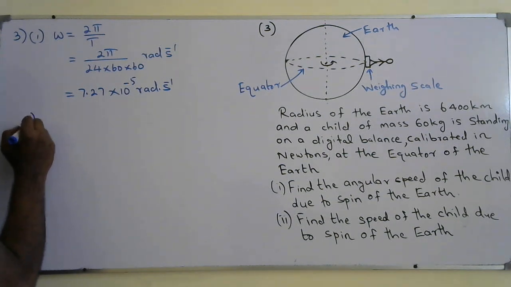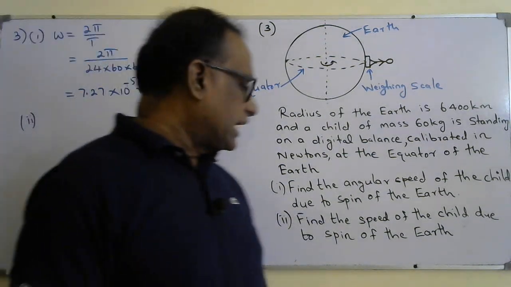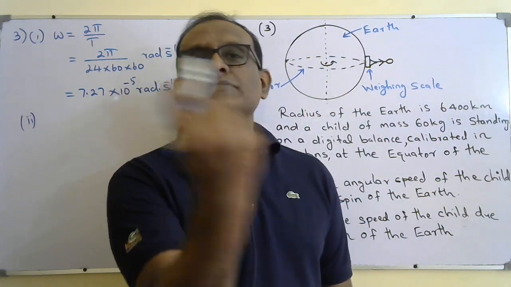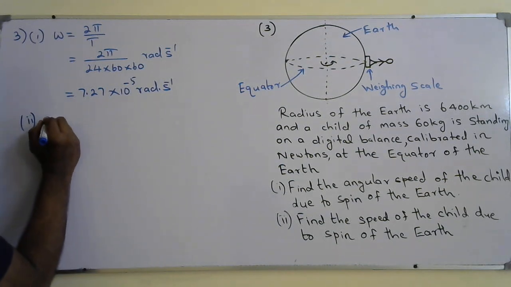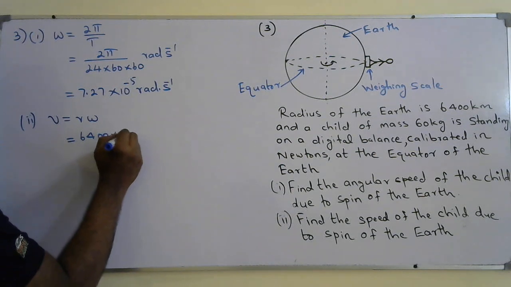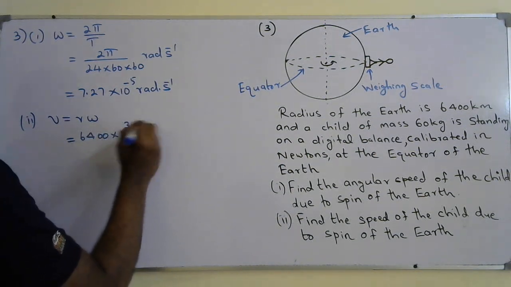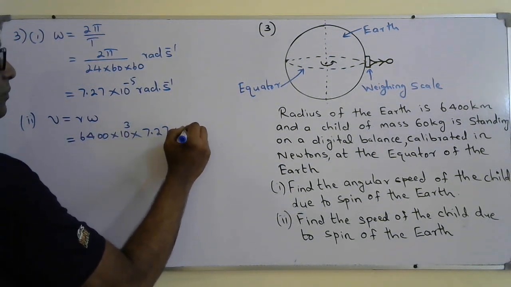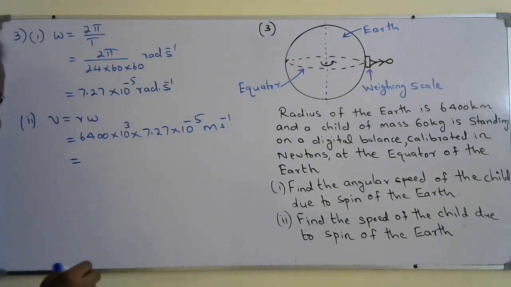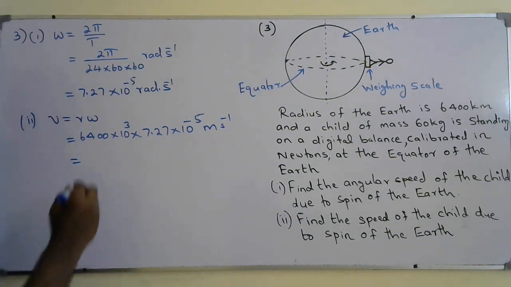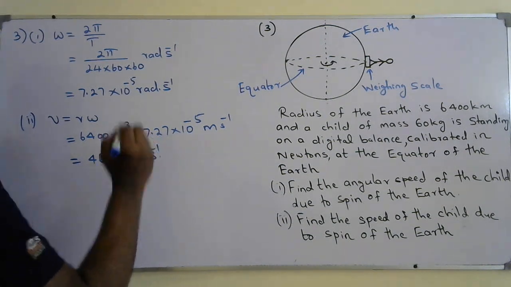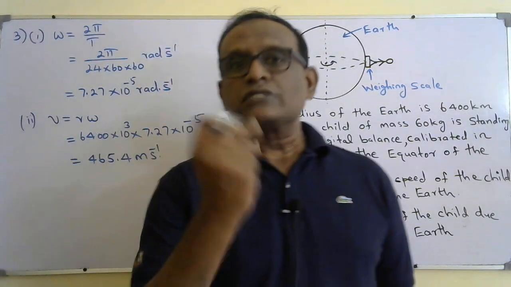Second part, find the speed of the child due to spin of the Earth. So the child is moving on a circular path due to spin of the Earth. So v equal r omega. Radius is 6,400 kilometers, convert to meters, multiply by 1000. Omega is 7.27 × 10^-5. That much meter per second. The answer will be, the speed is equal to 465.4 meter per second. So that's the speed at the equator due to spin of the Earth.